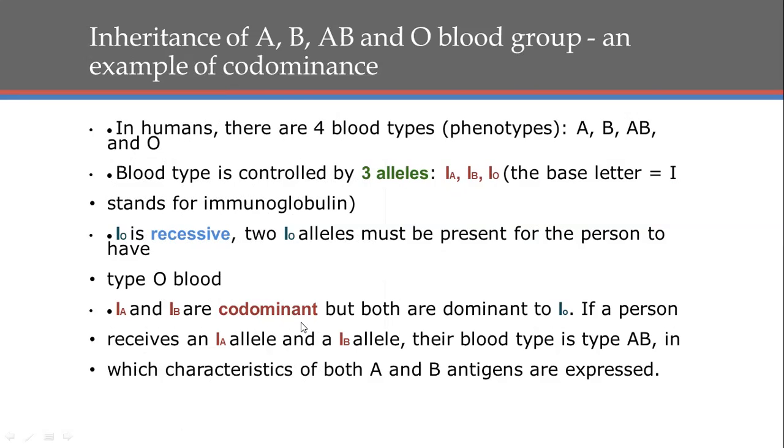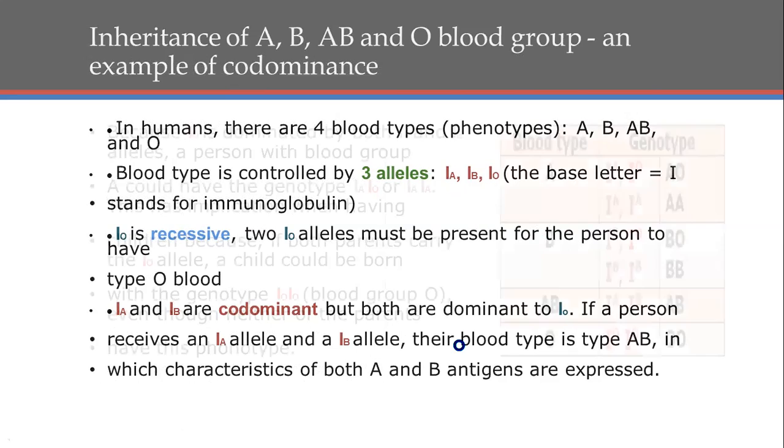What does co-dominant mean? If they exist with each other, A will not dominate B, or B will not dominate A. No, it will be AB. Both of them are dominant to O. If a person has an IA allele and an IB allele, their blood type is AB, in which characteristics of both A and B antigens are expressed. I'll explain this now.